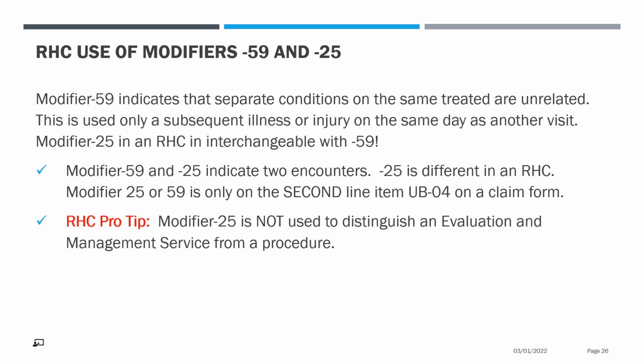This is what I talked about, our 59 and 25. The 25 modifier is no longer used like you used to. It's interchangeable now with a modifier 59, which in our rural health clinic means separate conditions or treated and unrelated. Modifier 25, I always get the language a little confused now, but it doesn't matter. The language means we have a separate encounter, and these 2 modifiers are interchangeable.